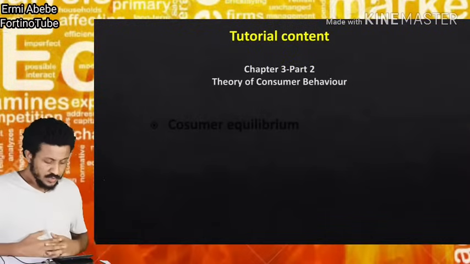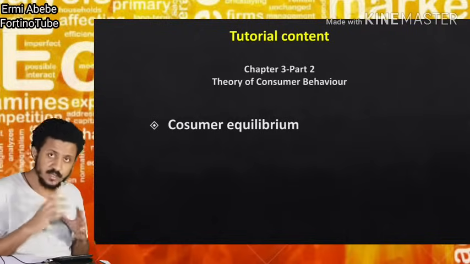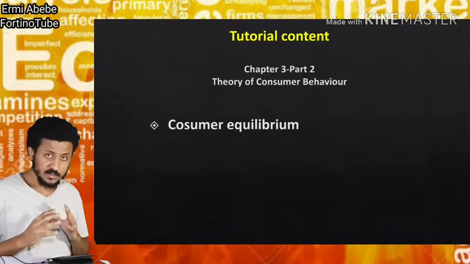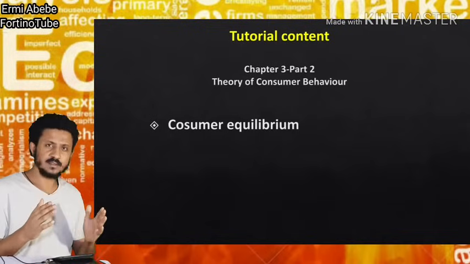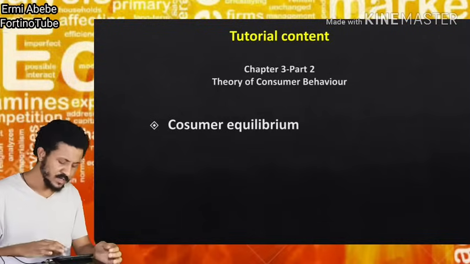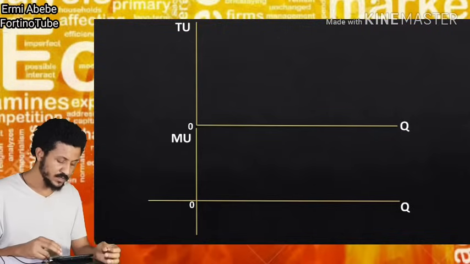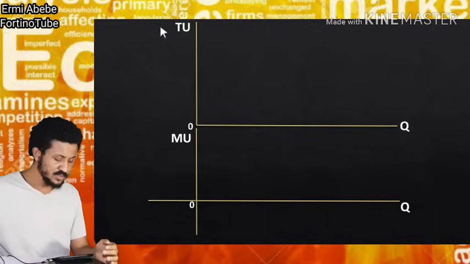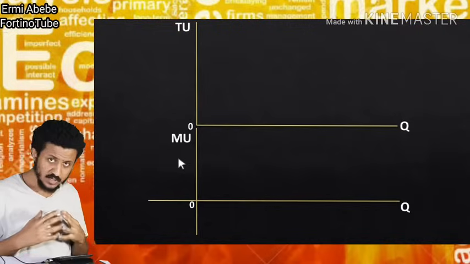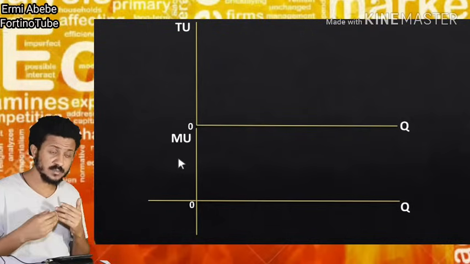In order to introduce the content of today's tutorial, today we will have only one title and that is consumer equilibrium. Before that, I will summarize the discussion we had in the previous tutorial video, part 1, in one graph. In order to summarize the previous section, we have seen that total utility and marginal utility are two related concepts. Marginal utility is the additional satisfaction because of additional consumption.